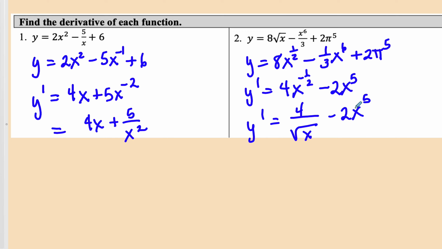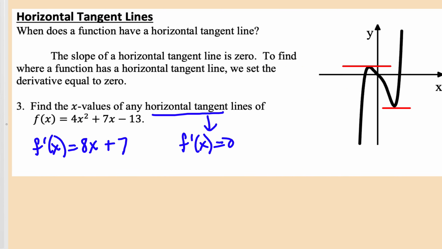The only reason I'm doing this is that if I have to evaluate, working with a radical is much easier than a rational exponent. Okay, when does a function have a horizontal line? Well, right over here in this picture, at the curving part is where these horizontal lines occur. And so what we would like to do here is find the x values of any horizontal tangent lines.